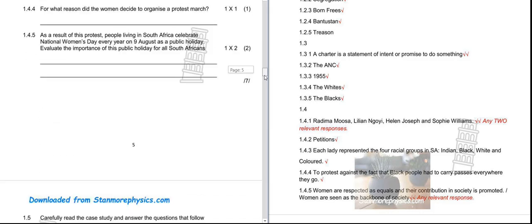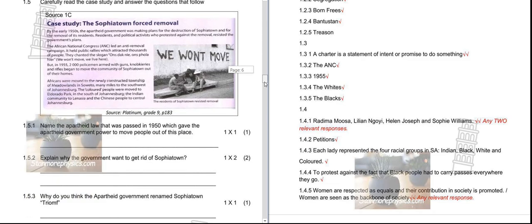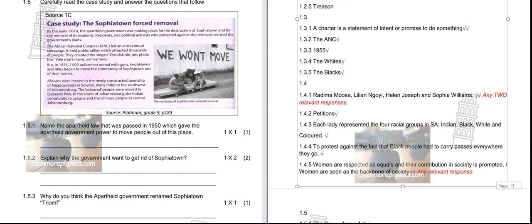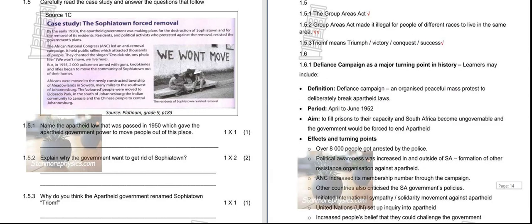Then we move on to the next part, which is 1.5. Our responses to 1.5 are also indicated. We are seeing that these are our questions and responses. We are going to proceed as we present to you the questions and the answers of this question paper.